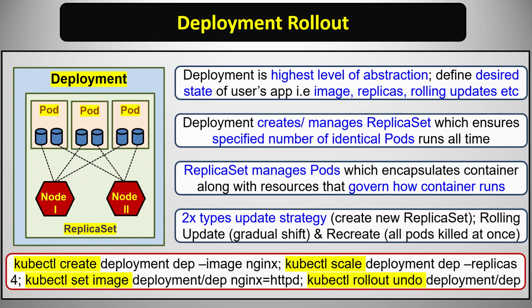The most important commands you need to practice are kubectl create deployment, kubectl scale deployment, kubectl set image deployment, kubectl rollout undo deployment, or rollout status. Now coming towards the live demo.